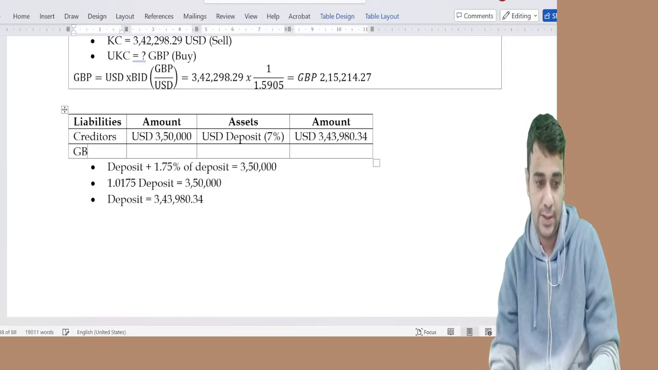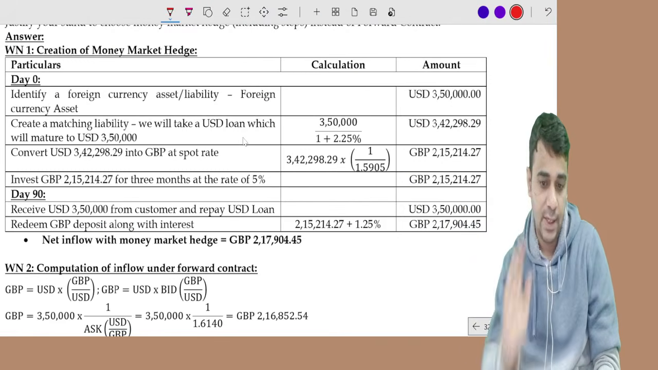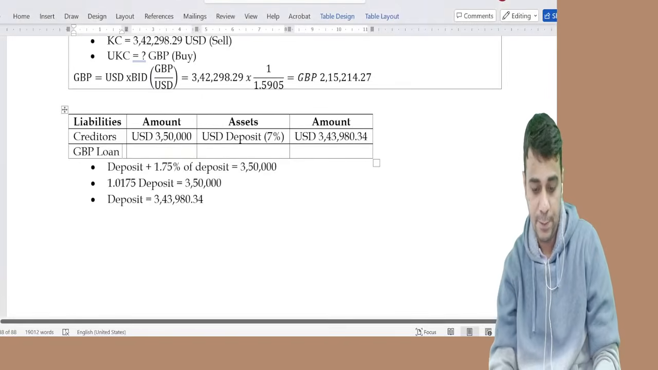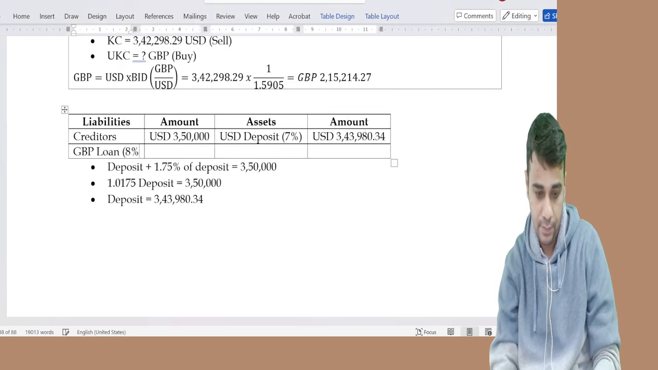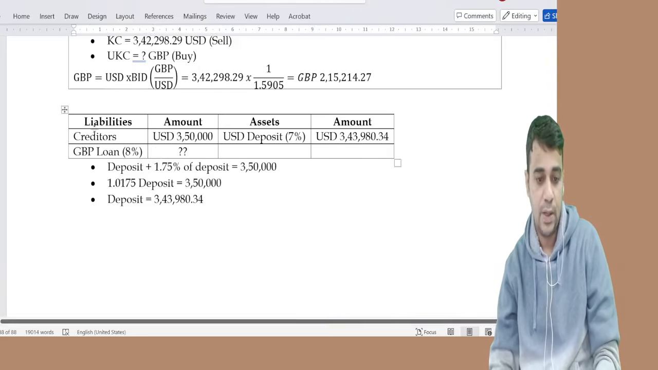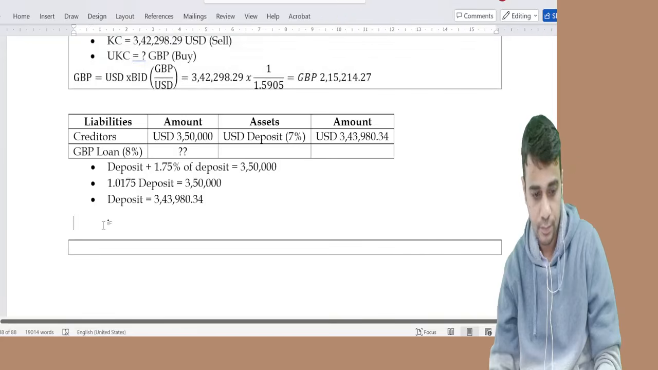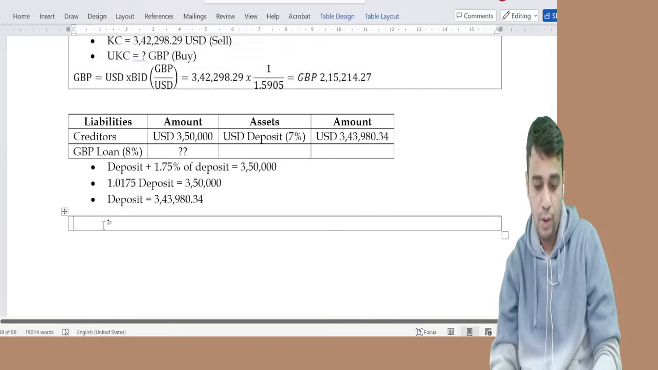GBP loan. Tell me the interest rate of GBP. What is the interest rate of GBP loan? 8%. Come down. This is very, very critical. Students normally make a mistake here. Come down. GBP loan. Known currency.